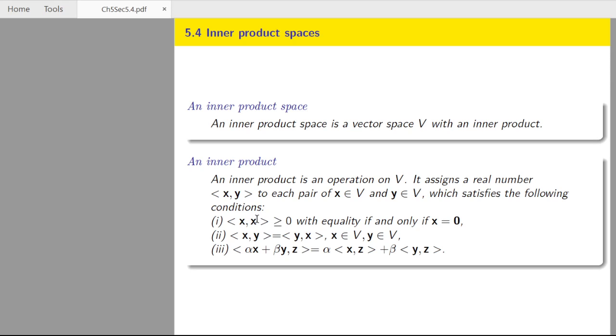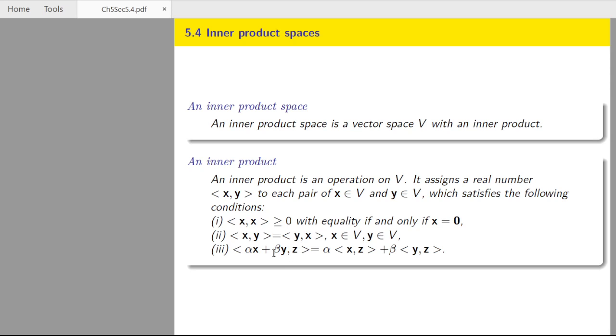And the inner product between x and itself equals 0 if and only if x is a zero vector. The second property is a kind of symmetric property, which means when we calculate the inner product between x and y, that's the same as when we start with y first and x second.